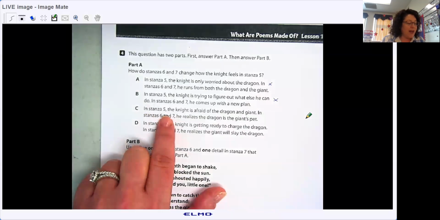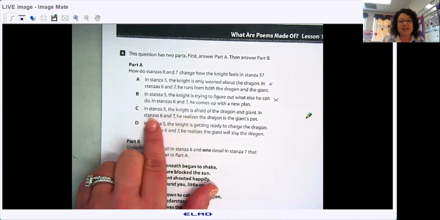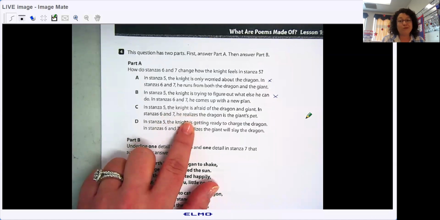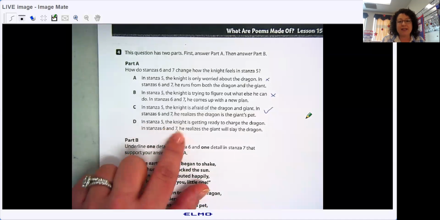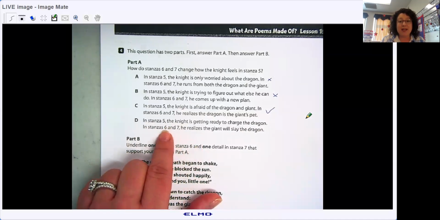In stanza 5, the knight is afraid of the dragon and giant. In stanza 6 and 7, he realized the dragon is the giant's pet. That's a solid maybe. In stanza 5, the knight is getting ready to charge the dragon. In stanza 6 and 7, he realizes the giant will slay the dragon. Not at all.